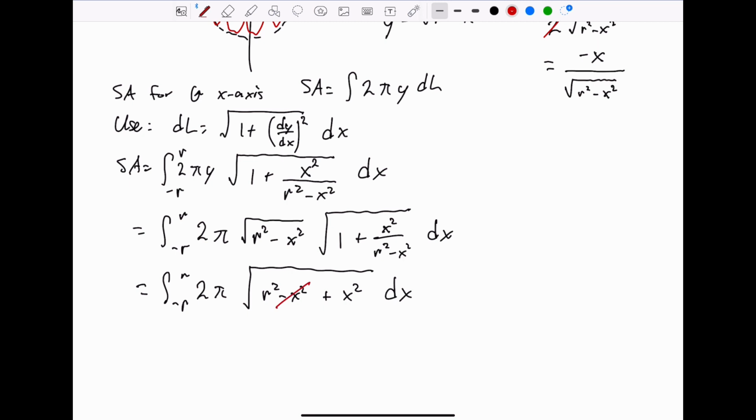Minus x squared cancels with plus x squared, and we have the square root of r squared. Well, square root of r squared is just r. So look at how simple this integral becomes. It's the integral from negative r to positive r, 2 pi r. We're integrating with respect to x.